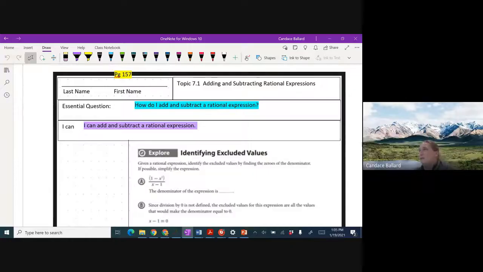All right, let's talk topic 7.1, adding and subtracting rational expressions. So we are going to do the explore here because it's where we talk about excluded values, okay?